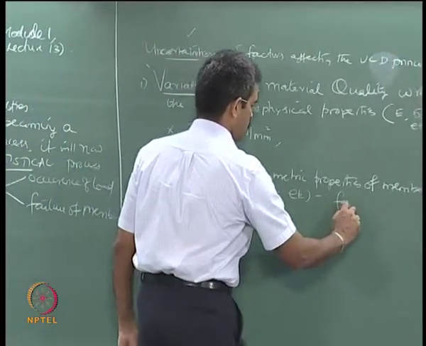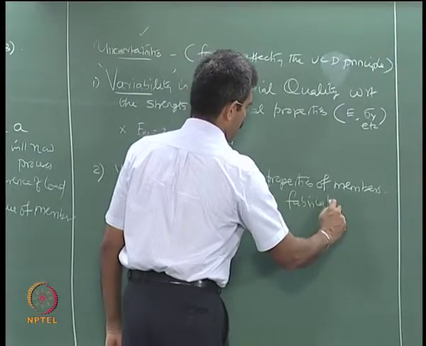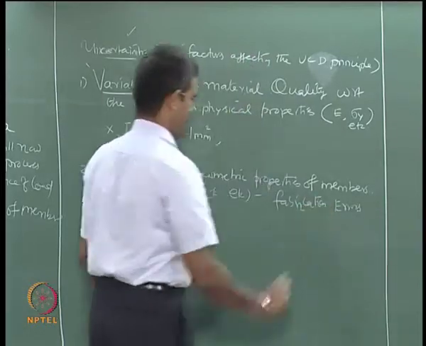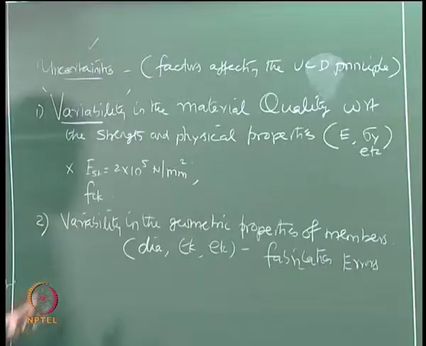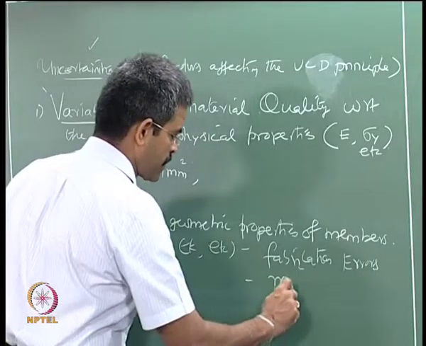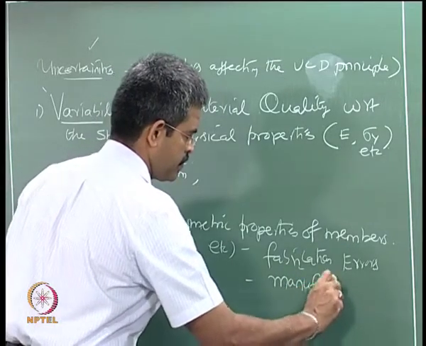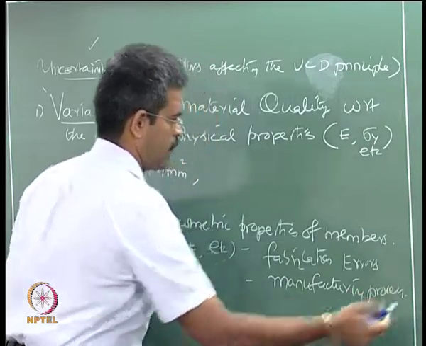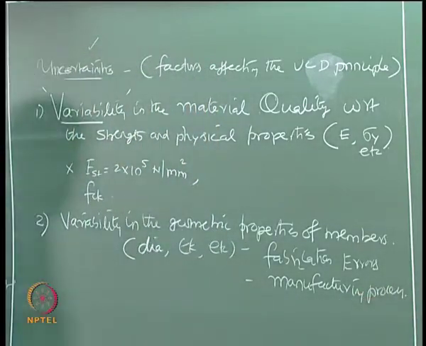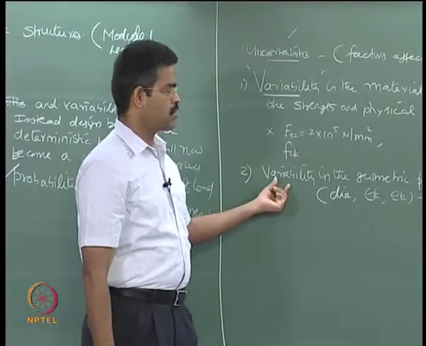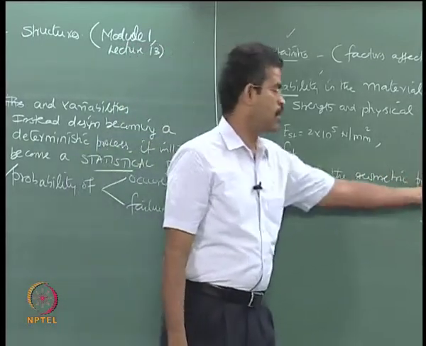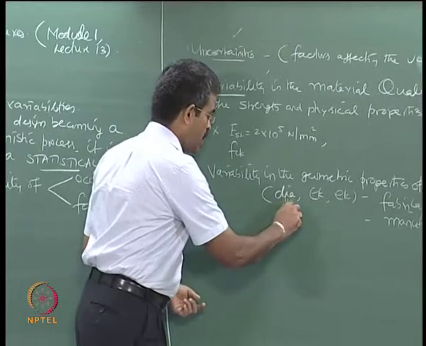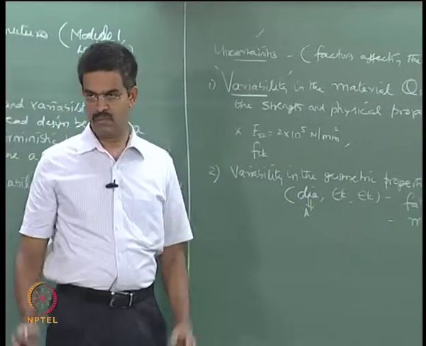These are actually errors which come from fabrication. You can also call this errors from manufacturing. Whatever may be the reason you put it, I will get a lot of variability in the geometric properties of the member. Instead of saying diameter, I can also say the cross sectional area.